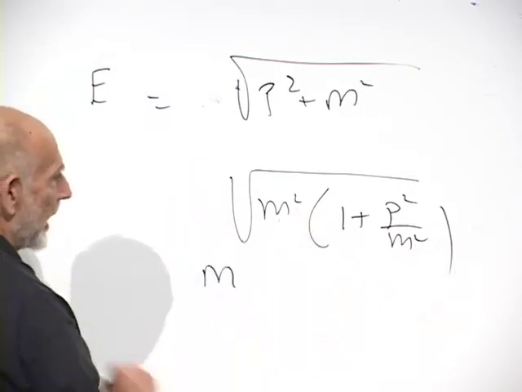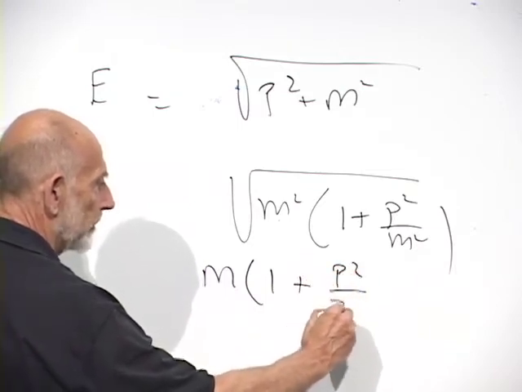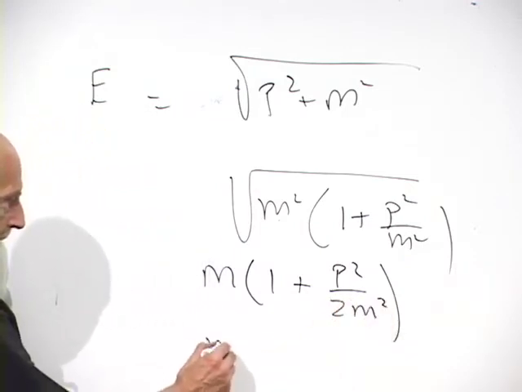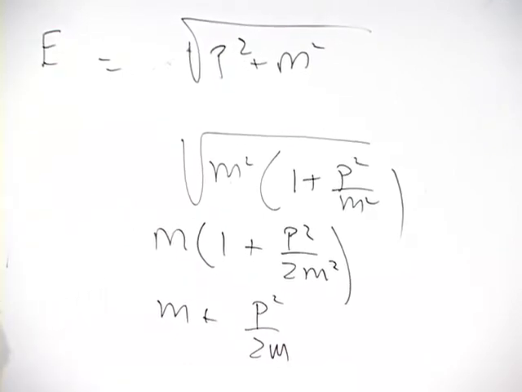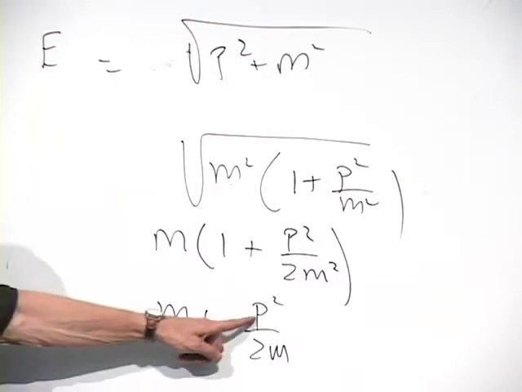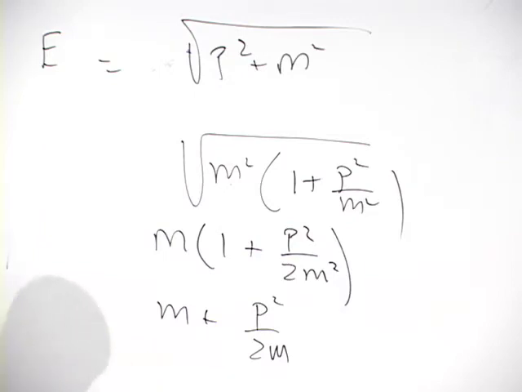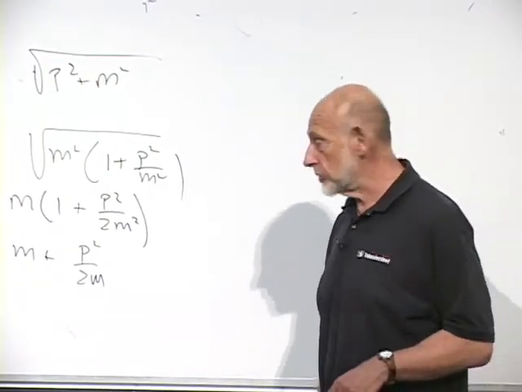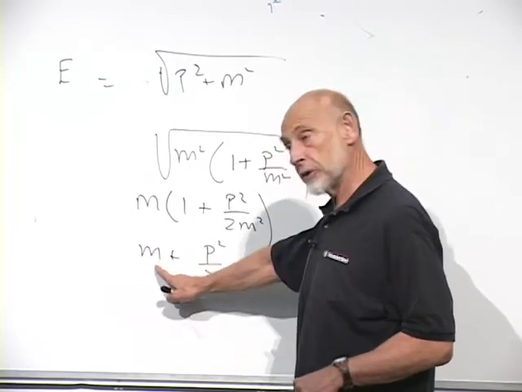The m can come out, and this becomes m times the square root of 1 plus p squared over m squared, but that's approximately 1 plus p squared over 2m squared. Which is equal to m, which really means mc squared, plus p squared over 2m. So in that context, the internal energy when the particle is at rest in space is proportional to the mass. That's your good old E equals mc squared. And that tells you that for a particle at rest, its inertia, in other words, its usual resistance to acceleration, is the same as its mass and its energy. Its mass, meaning inertia, and its energy are proportional to each other.